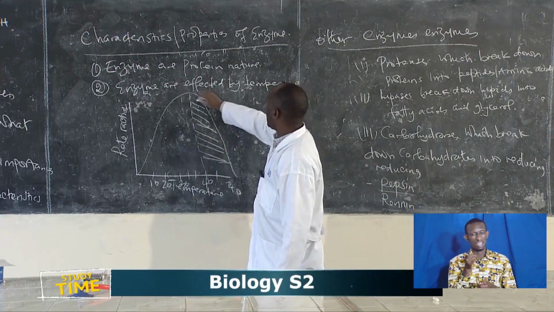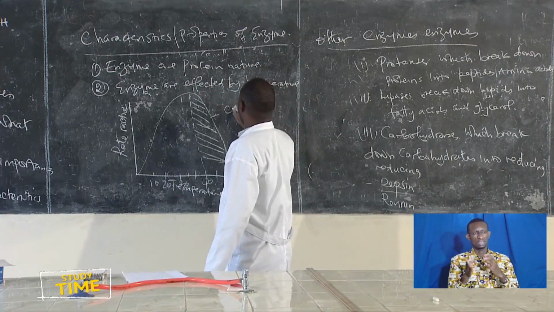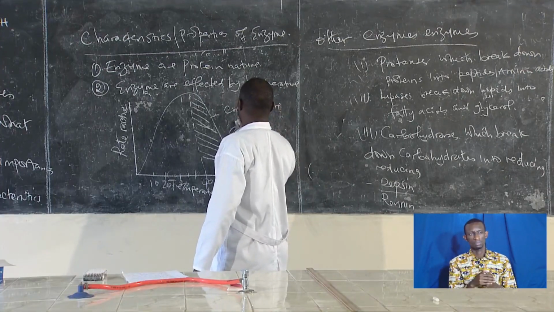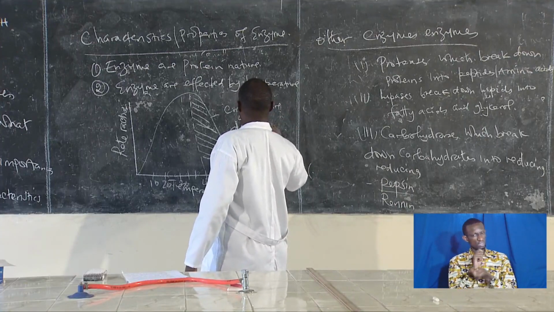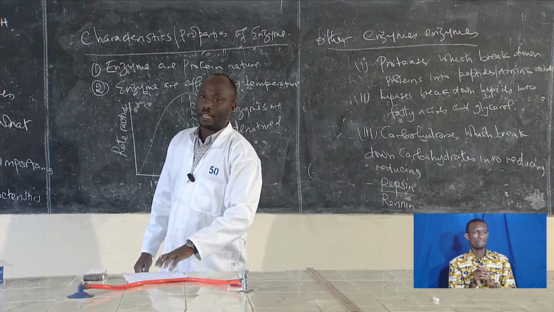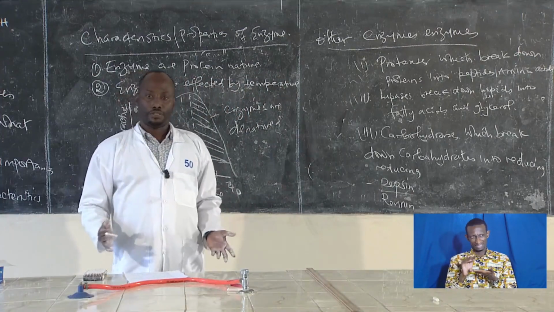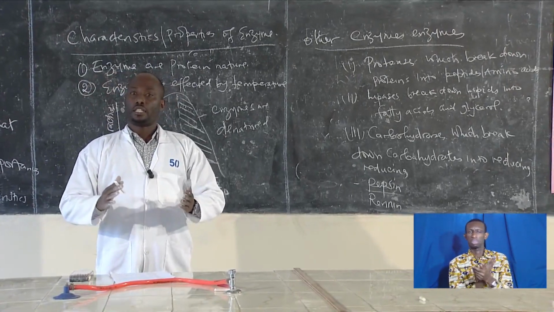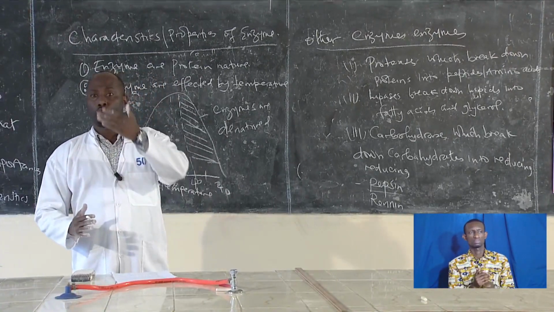Let's say here the enzymes are denatured. But also when the temperature is very low, the enzymes become inactive. So high temperature denatures enzymes. Why do we say that it denatures enzymes? The enzymes are protein in nature.